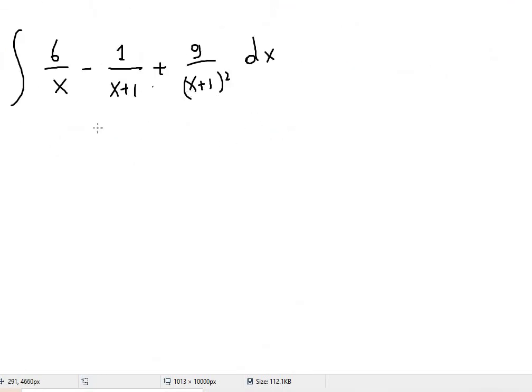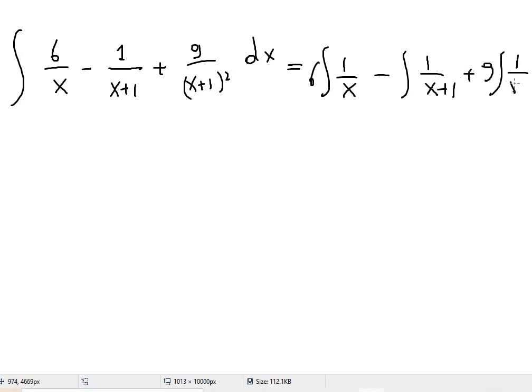Now we know how to integrate each of these fractions. So I leave the small integrations to you. 6 over x is the ln, 1 over x plus 1 is the ln, and here you're going to use the u substitution. Let u be x plus 1, so you can also integrate this. So I'm going to separate it into 3 separate integrals. 6 times the integral of 1 over x, minus the integral of 1 over x plus 1, plus 9 times the integral of 1 over (x plus 1) to the second power dx.